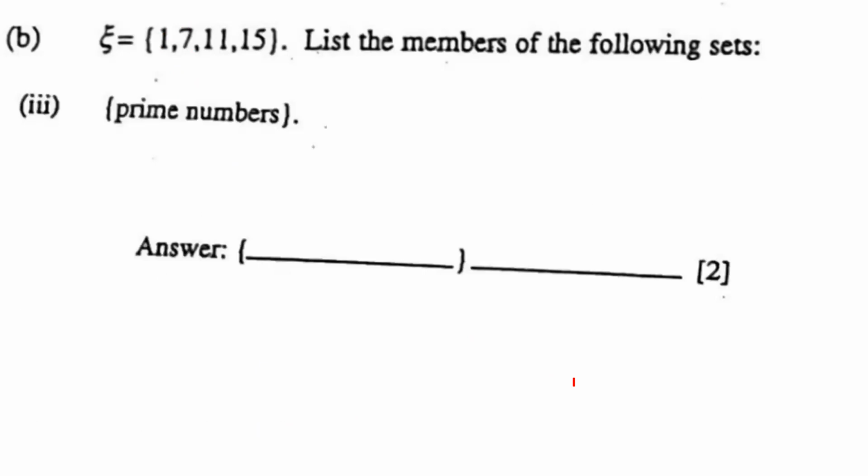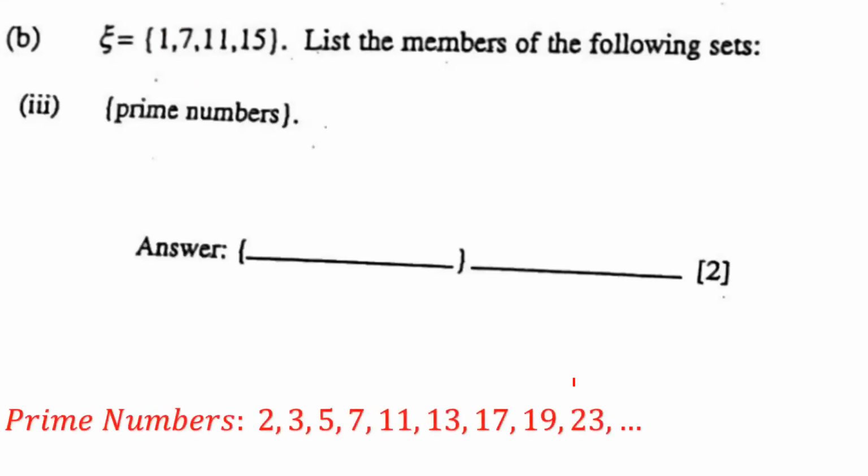Now let's move on to question BIII. We're trying to find prime numbers. But prime numbers are numbers that only have 2 factors, 1 and itself. Some prime numbers are 2, 3, 5, 7, 11, 13, 17, and so on. So the prime numbers from this set are going to be definitely 7 is one, and 11 is another one.